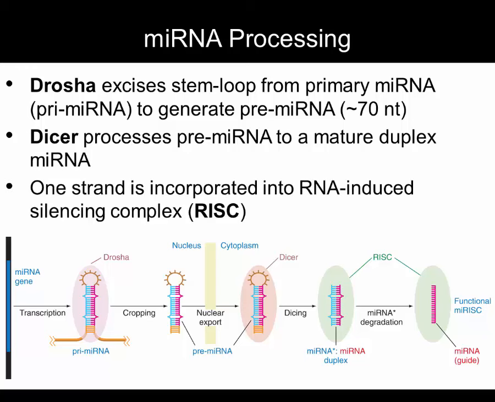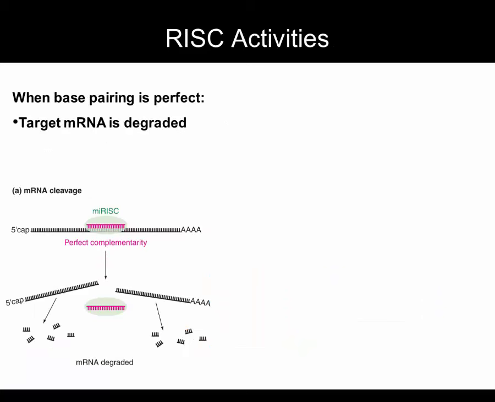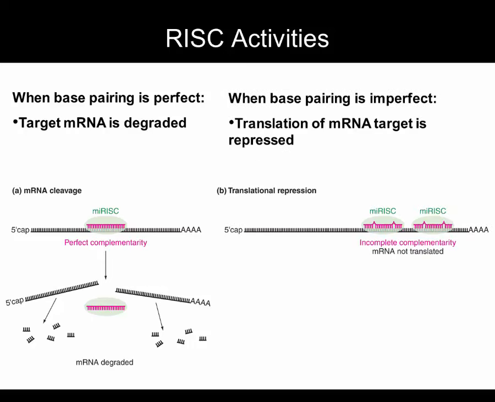The RNA-induced silencing complex, or RISC, takes one strand of the duplex to use as a guide. When this guide microRNA in the RISC pairs with an mRNA, translation is prevented. This can happen in two ways. If the microRNA perfectly base pairs with the mRNA, the mRNA is cleaved and then degraded. But if pairing is imperfect, so most but not all bases pair properly, the mRNA is not cleaved and degraded, but RISC binding still blocks translation from occurring.